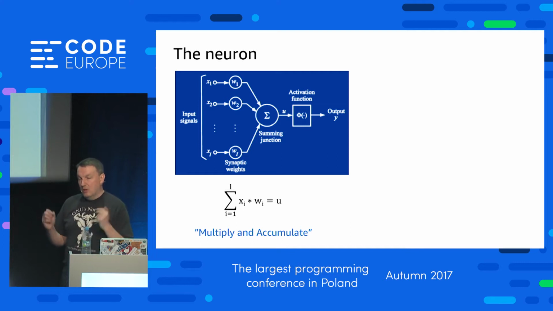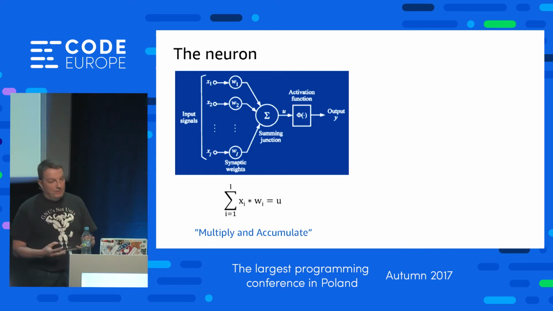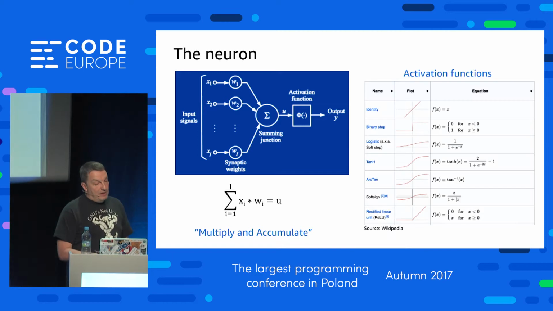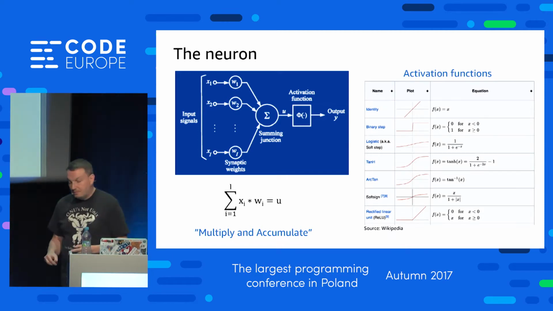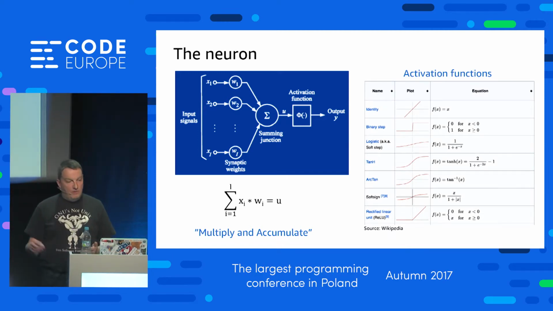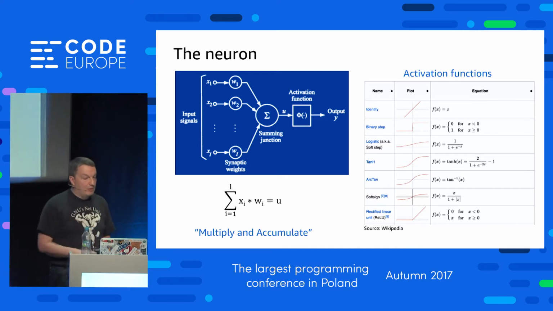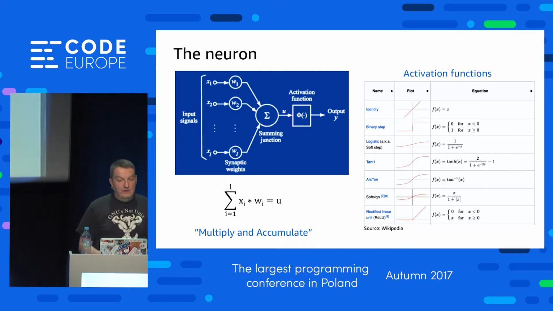We take the inputs, multiply them by weights, and we get a value. And we run that value through what we call an activation function. There are many different activation functions. This is straight out of Wikipedia. You can look that stuff up.